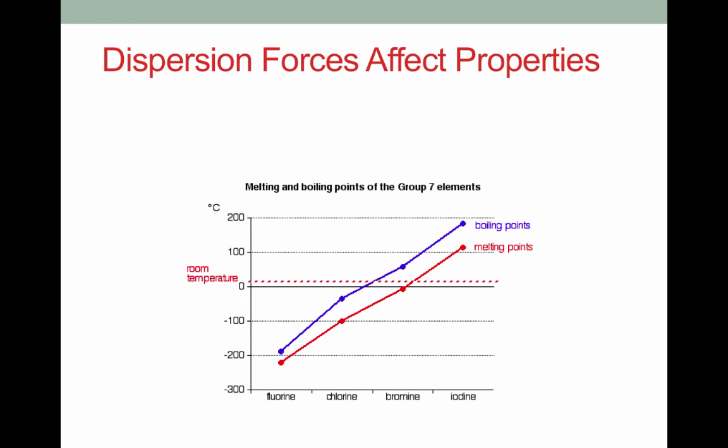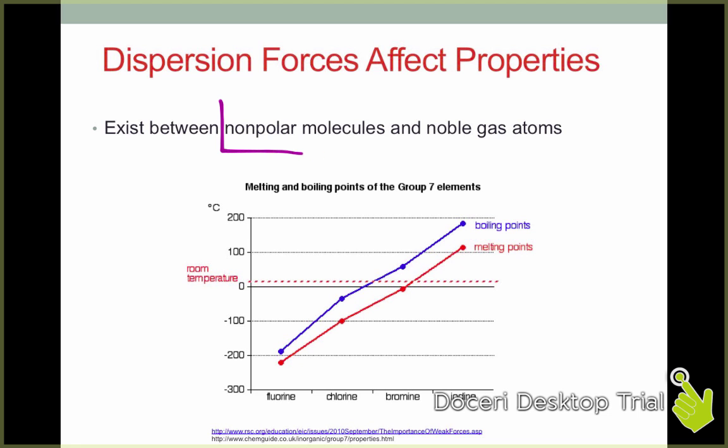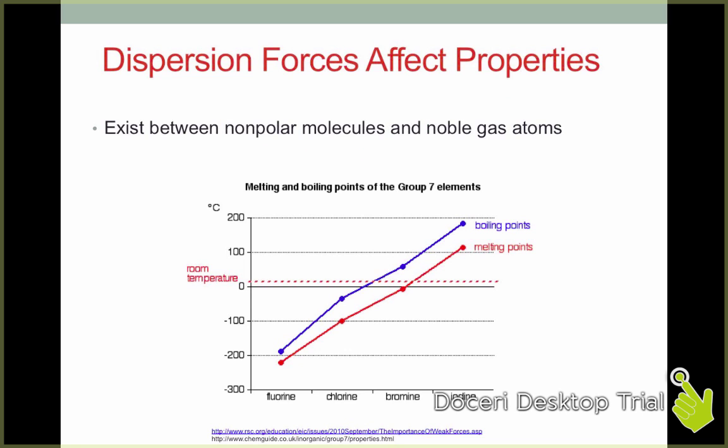Dispersion forces affect properties in a big way. First, it's important to note that dispersion forces occur between nonpolar molecules and between noble gas atoms. So here we have a series of nonpolar molecules. We have listed on this graph the nonpolar molecules of group 7. Recall that the molecules in group 7 are all diatomic molecules. So fluorine is F2, chlorine is Cl2, bromine is Br2, and iodine is I2. These atoms all exist in their molecular form. They're all diatomic molecules.